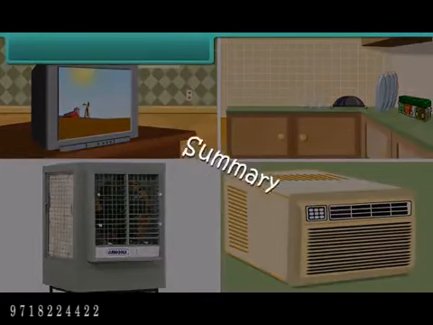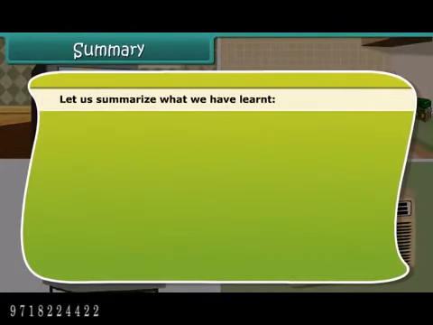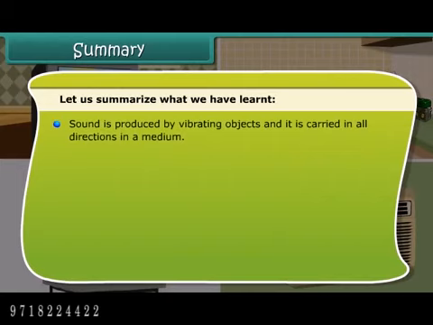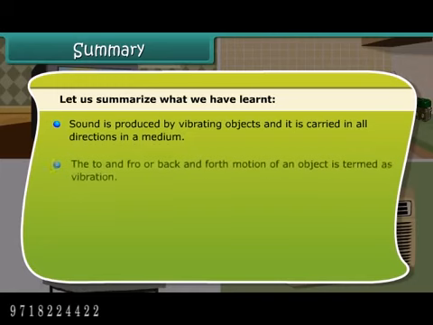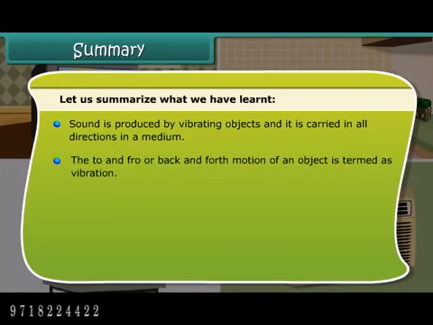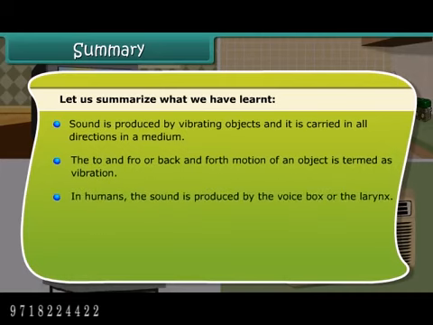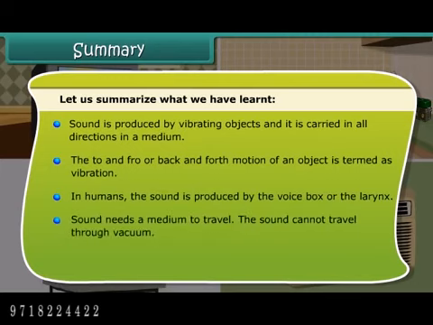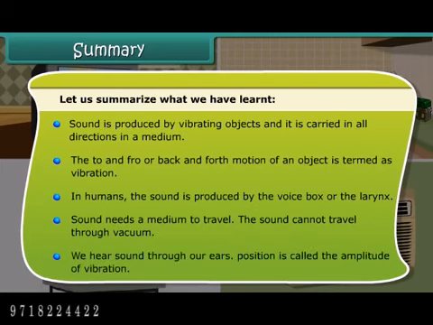Summary. Let us summarize what we have learned. Sound is produced by vibrating objects and it is carried in all directions in a medium. The to and fro or back and forth motion of an object is termed as vibration. In humans, the sound is produced by the voice box or the larynx. Sound needs a medium to travel. The sound cannot travel through vacuum. We hear sound through our ears.